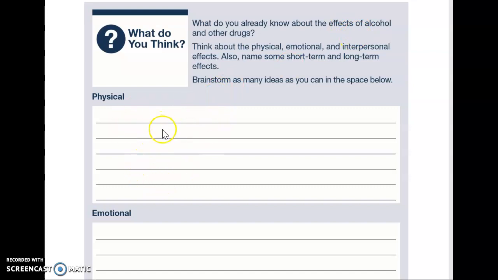Okay, I'm not going to give you any clues. I really want you to think about this yourself. And it'd be worth writing long-term or short-term, and just bullet point some of the things that could happen as a result physically to people who are drunk or under the influence of drugs.